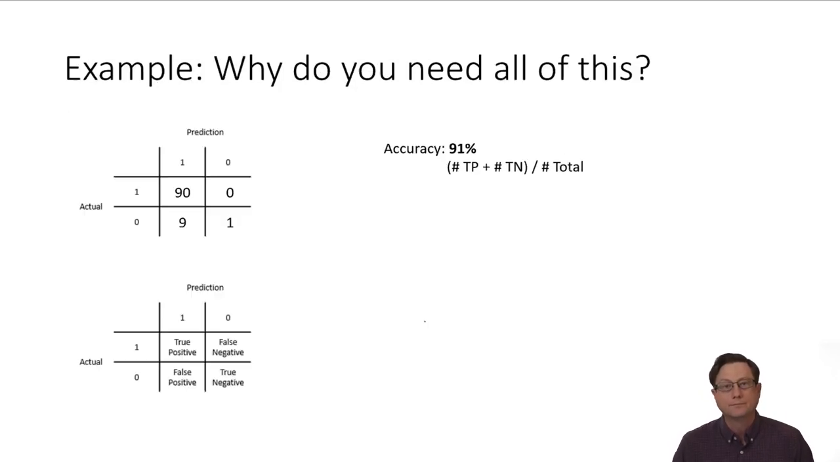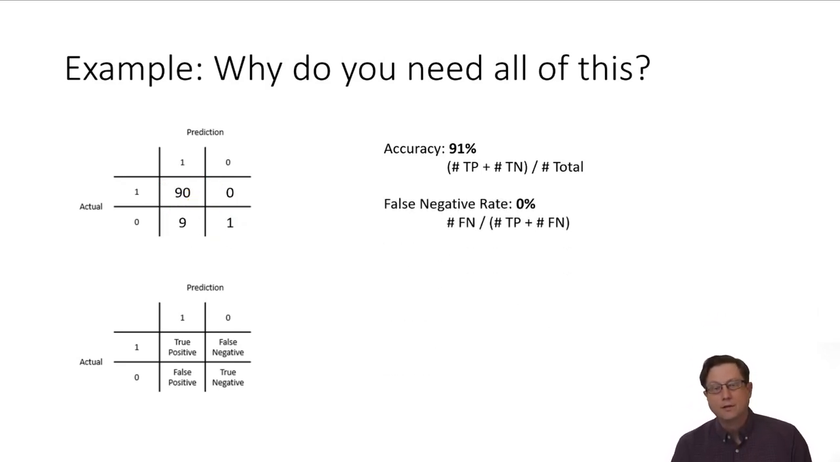Moving on. Why do you need all of this stuff? The answer is that you can have very high accuracies on a model that are actually totally unusable. Here's a little example of that. Your accuracy is 91%, very, very good. So you're going to be saying, well, for the SMS spam, I'm going to get 91% of my decisions correct. That's almost as good as human level, because sometimes humans make mistakes. So let's ship this thing.